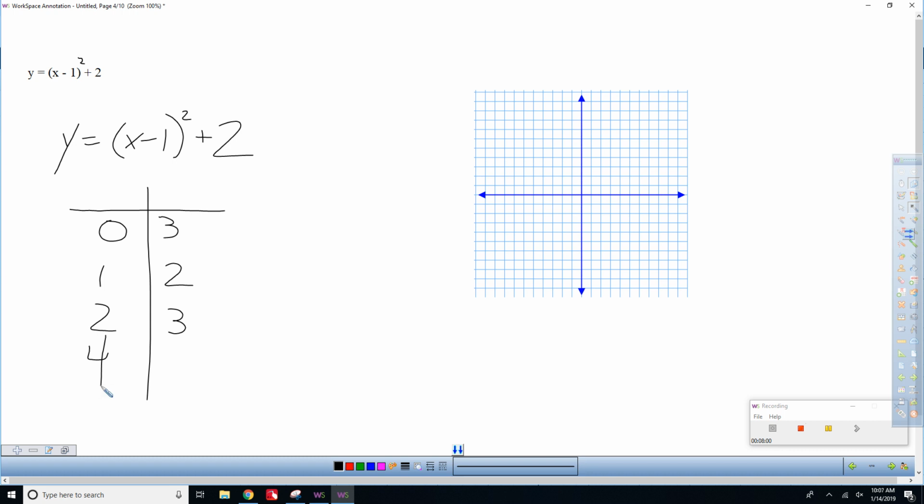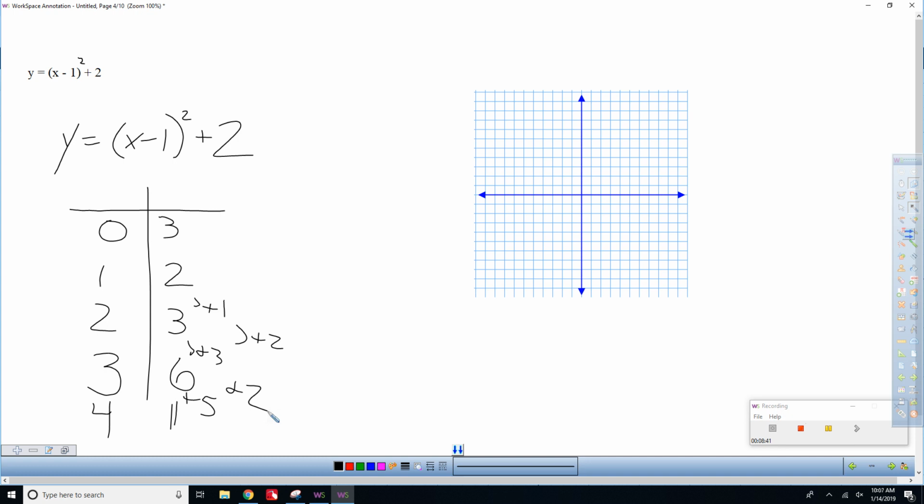Oh, shoot. I should have put in a 3. Why did I choose a 4? Put in a 3. 3 minus 1 is 2. 2 squared is 4. Plus 2 is 6. Put in a 4. You get 11. Notice you get plus 1, plus 3, plus 5. The common difference is 2. That's how you know it's quadratic.